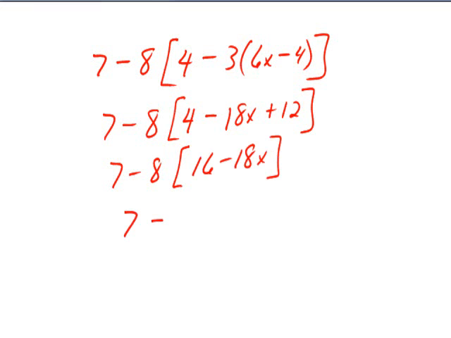I have 7 minus 128 plus 144x. And if I combine like terms, negative 121 plus 144x.